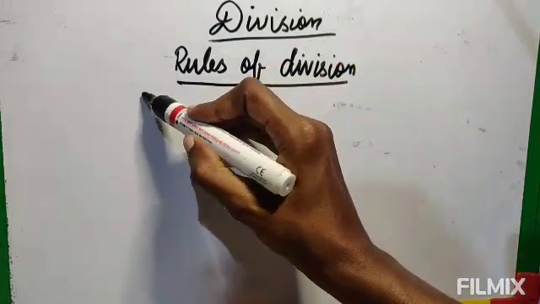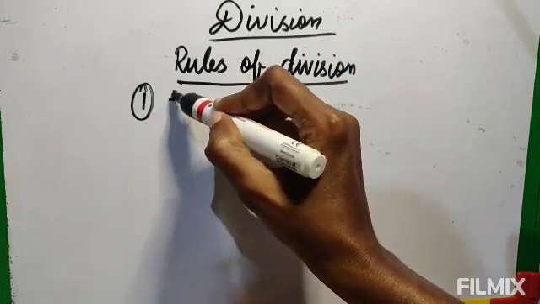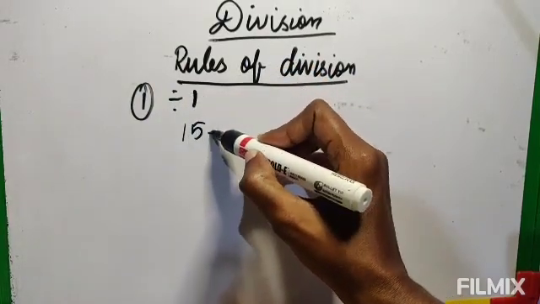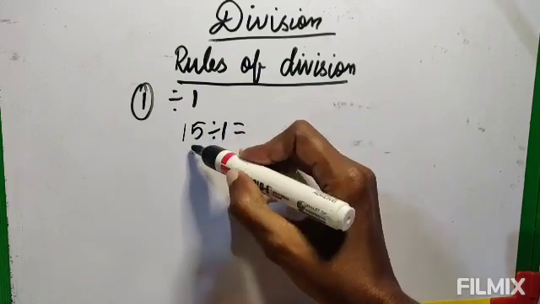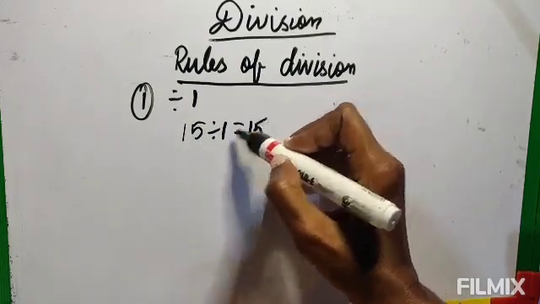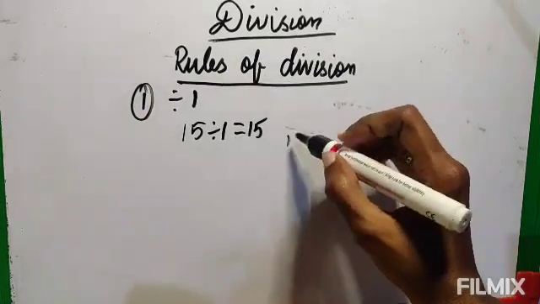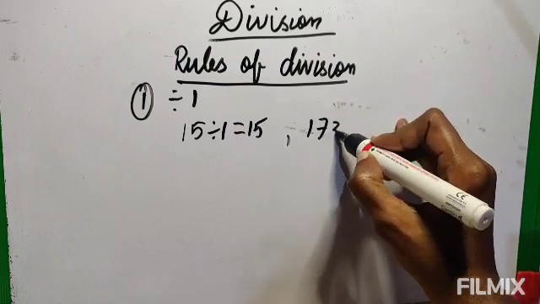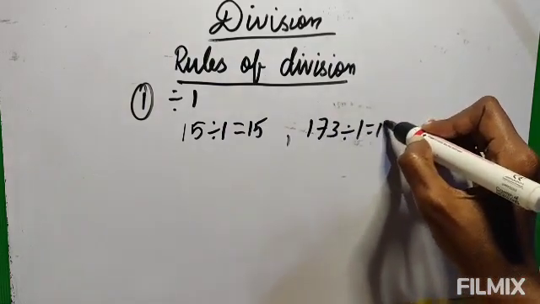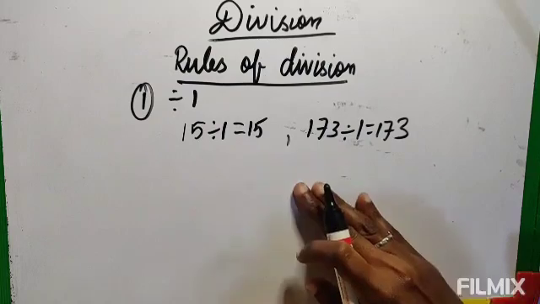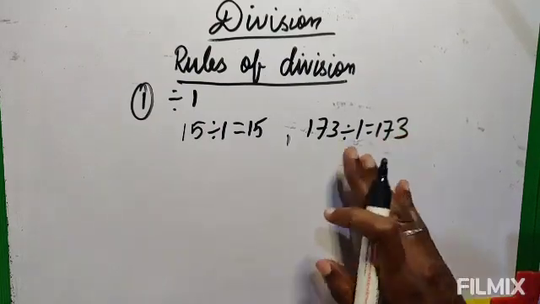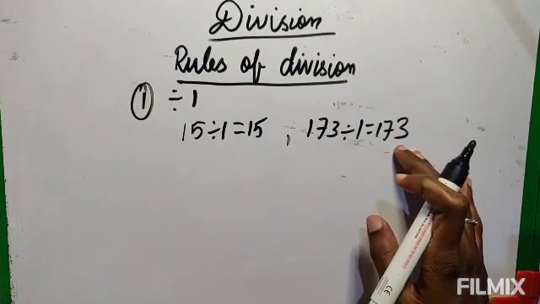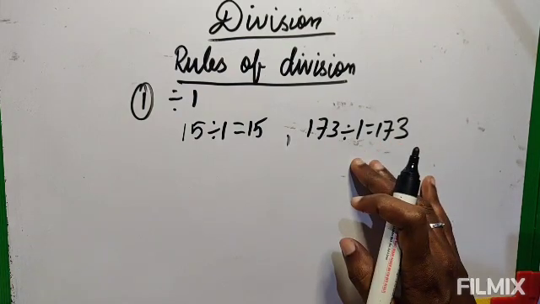The first rule is dividing by 1. If you divide any number by 1, if you take 15 and divide by 1, how many ones are there in 15? 15 ones are there. So 15 divided by 1 is 15. Again, if you take another number, 173, and divide by 1, you will get 173. So if you divide any number by 1, the quotient is the number itself. So this is the first rule.